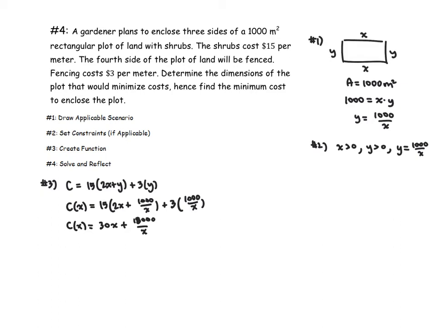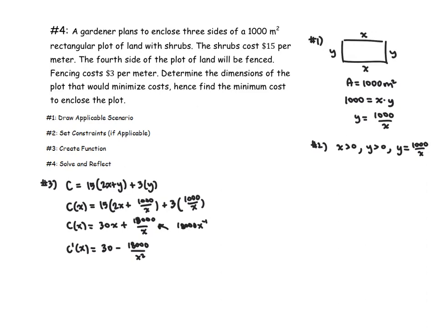Now you might be tempted to get a common denominator to do all that, but if you do that, you're going to have to use the quotient rule. And I don't want to use the quotient rule, so I'm just going to take the derivative right now. I'm going to find c prime of x. It's going to be 30 minus, now this is using the power rule, imagine this is 18,000 x to the negative 1. That would make it negative 18,000 x to the negative 2, or over x squared. So there's our derivative function.